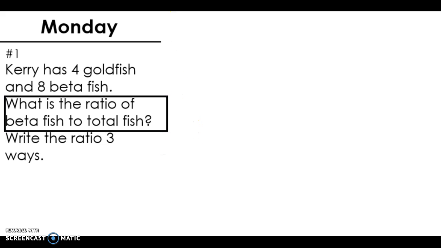So what's it asking us for? On top, it's going to be betta fish, and on bottom, it's going to be total fish. So you just have to figure that out. For those of you that don't know, there's 8 betta fish. For the total fish, you're just going to have to add 8 plus 4. That's as much as I'm going to help you. Remember, there's 3 different ways to say this. It's going to be 8 to whatever the total is. And then you're going to do the colons, and then you're going to write it kind of as a fraction. All right, that's number 1 for you.